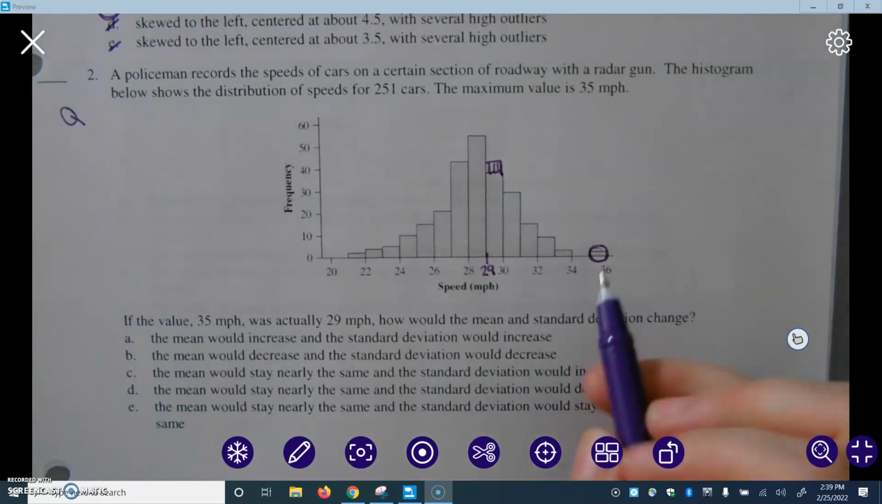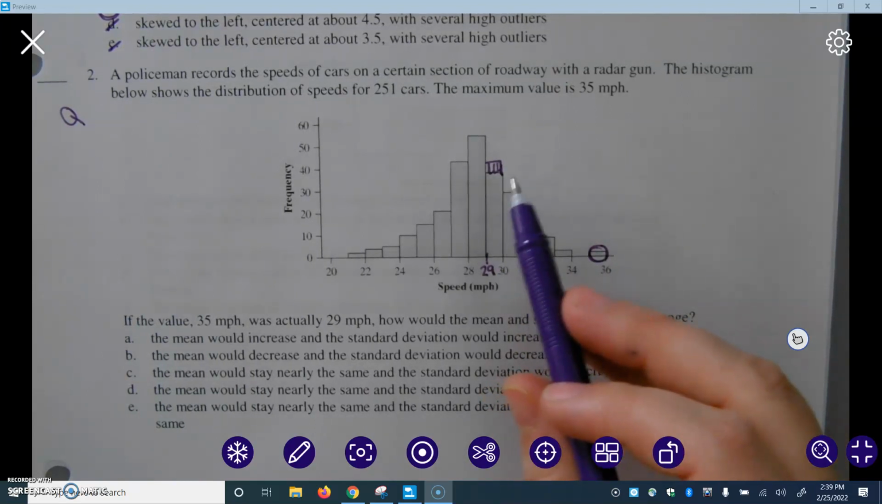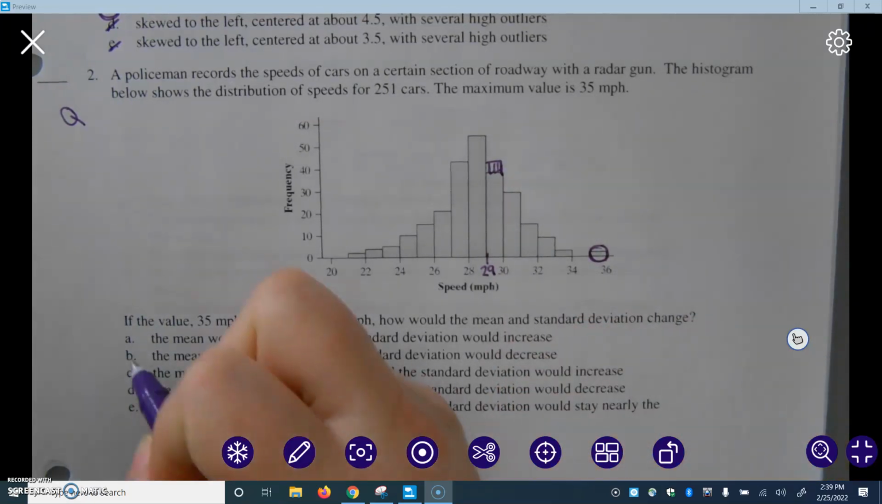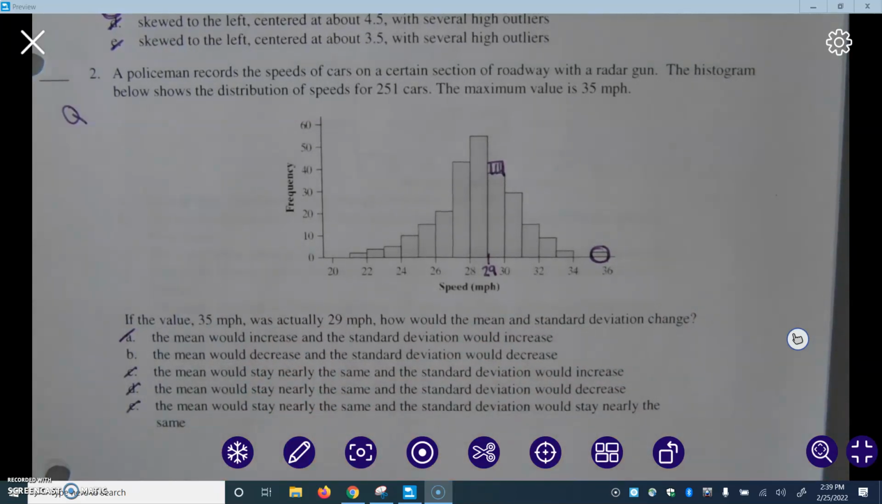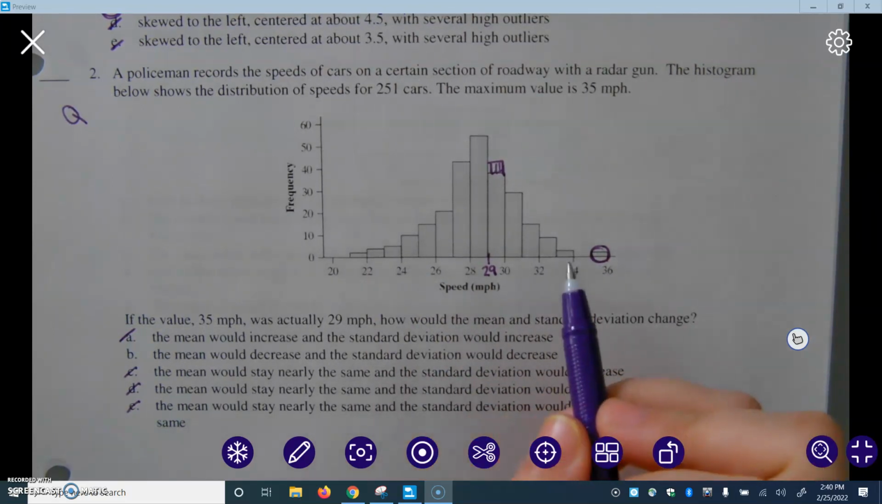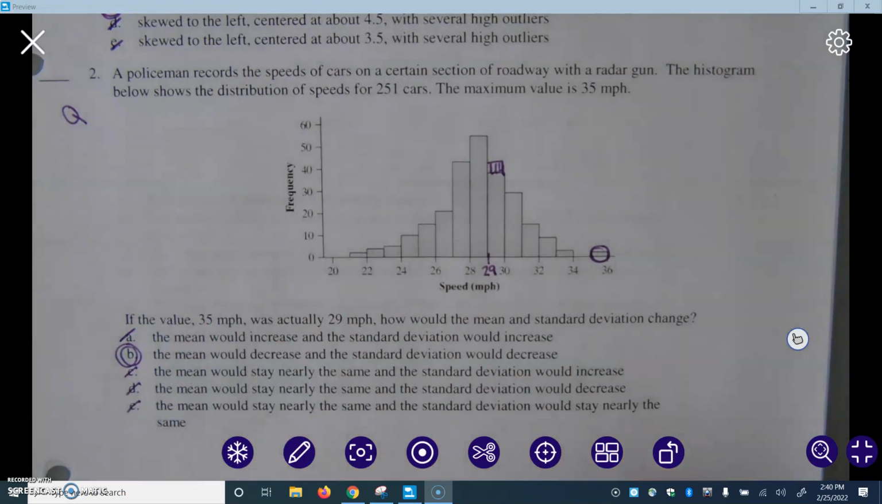So what's going to happen to the mean? I just took away the biggest answer and put it more close to the middle of the graph. So my mean is going to get smaller. My average is going to get smaller. So it's not A, and I really don't see how C, D, and E could be possible because you're taking the largest number out of the data set. So the mean is going to decrease. And the standard deviation would also decrease because I'm not as spread out as I was when I had to go all the way up to this point. So B makes the most sense.